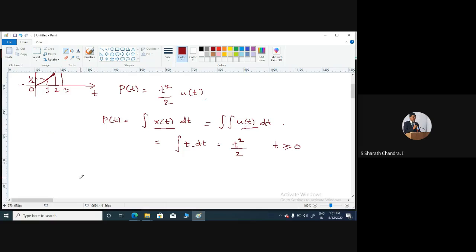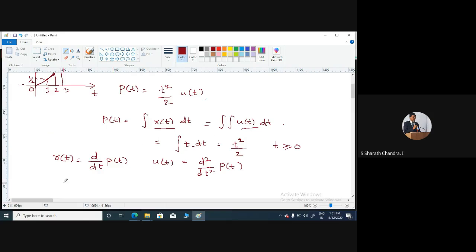And the ramp function can be represented as the derivative d by dt of p of t, the parabolic function. And you can also see that the step function u of t can be represented as the double derivative, d square by dt square of p of t. This can be taken directly from the above relation itself.